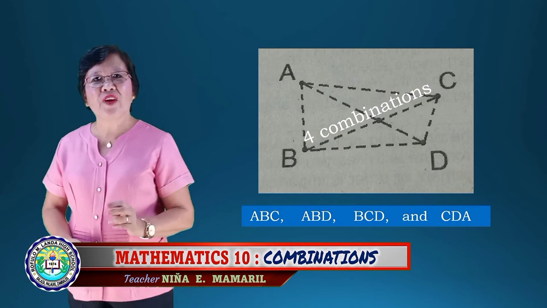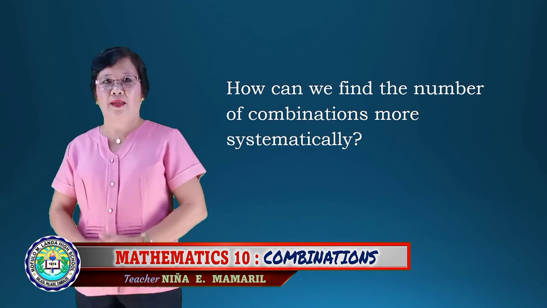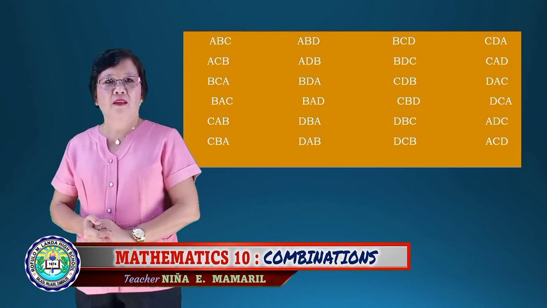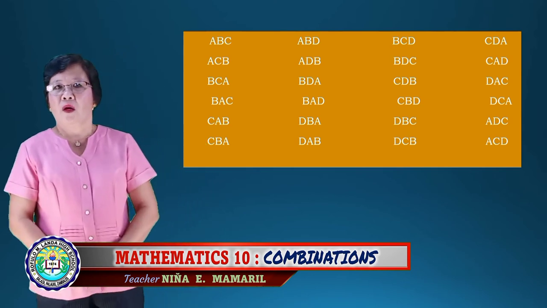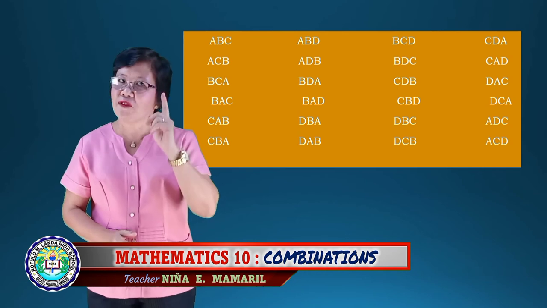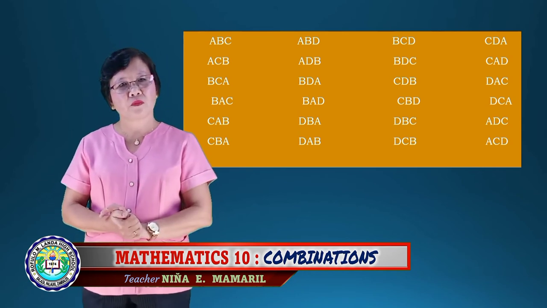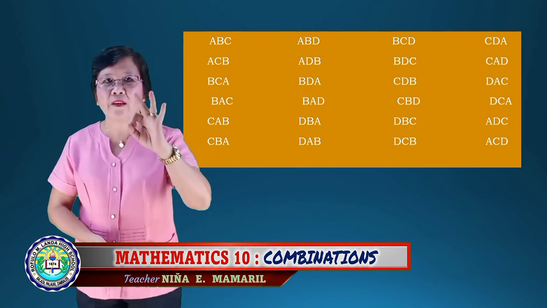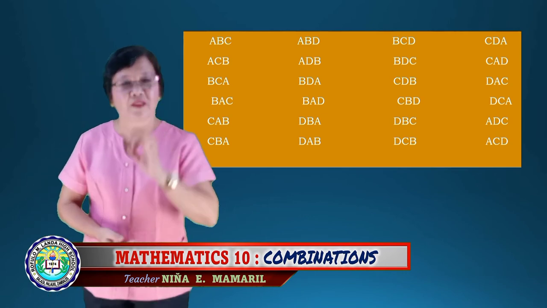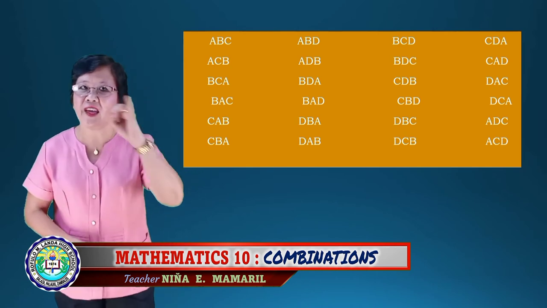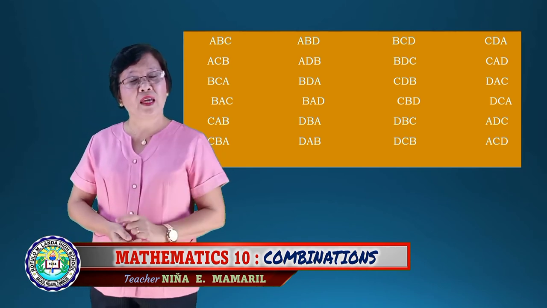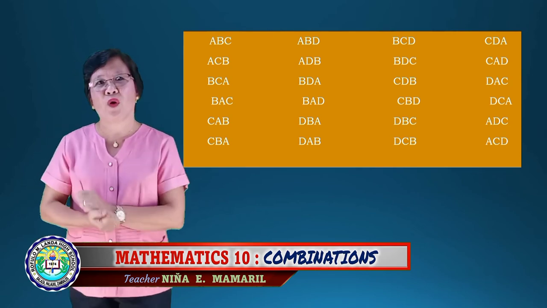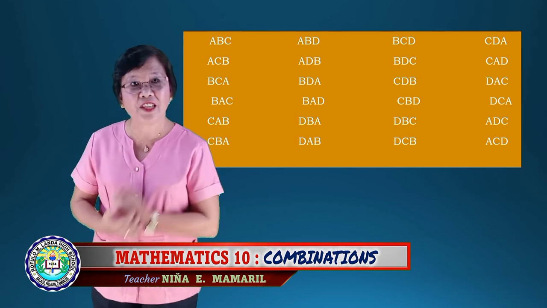Now, how can you find the number of combinations more systematically? Consider this. If order of the letters is important, then we have the following possibilities. Observe now your four columns. Let us focus our attention on the first column. How many letters did you notice? Very good! There are three letters. And what are these three letters? Nice answer! You have letters A, B, and C. And how many arrangements of these letters can you observe on your first column? Okay, bravo! There are six different arrangements.